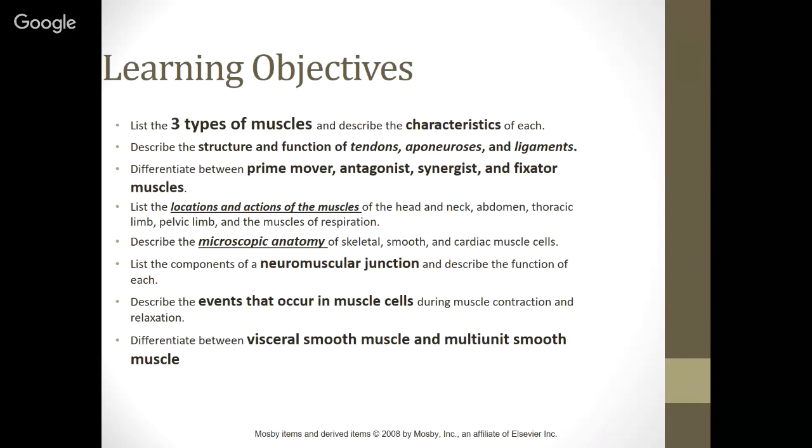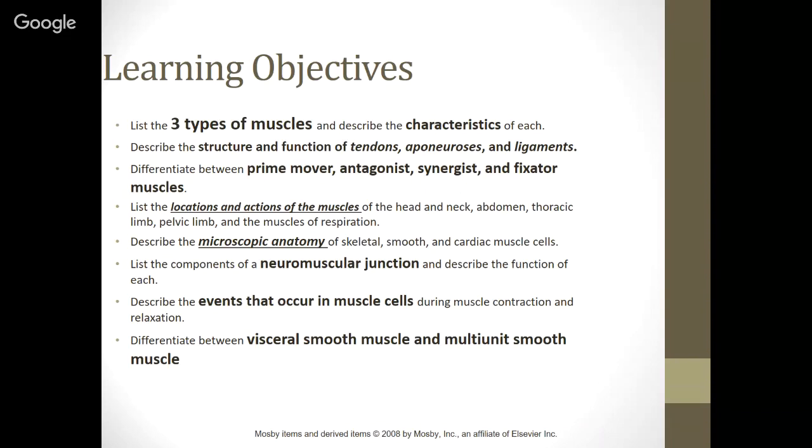Differentiate between the prime mover muscle, the antagonist muscle, the synergist, and the fixator muscles. And we have to remember that those will change depending on the movement. We'll list the locations and actions of the muscles of the head and neck, abdomen, thoracic, and pelvic limb, and the muscles of respiration. We'll describe the microscopic anatomy of skeletal, smooth, and cardiac muscles.